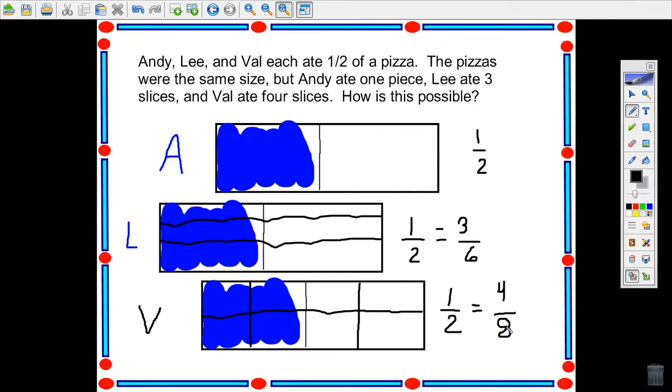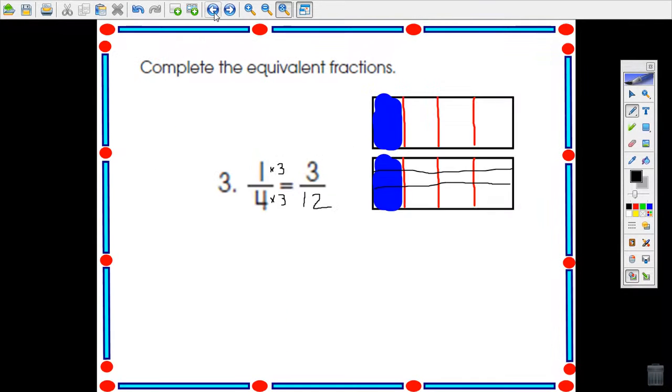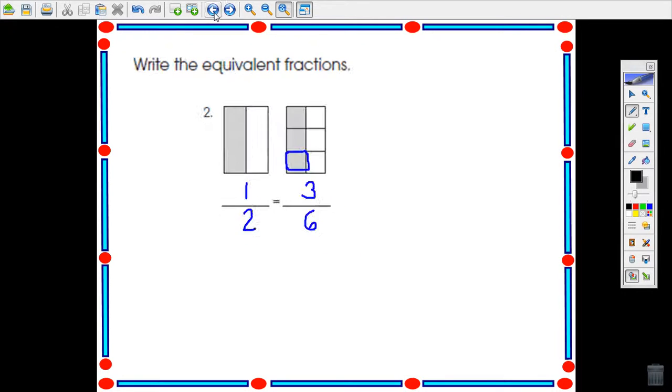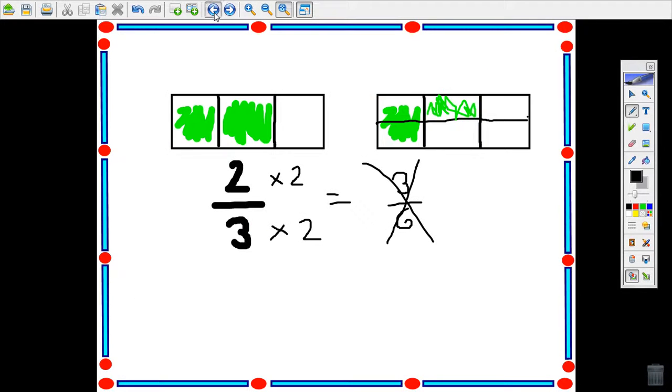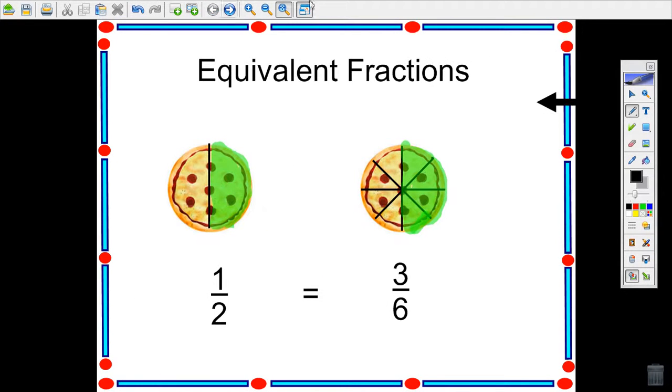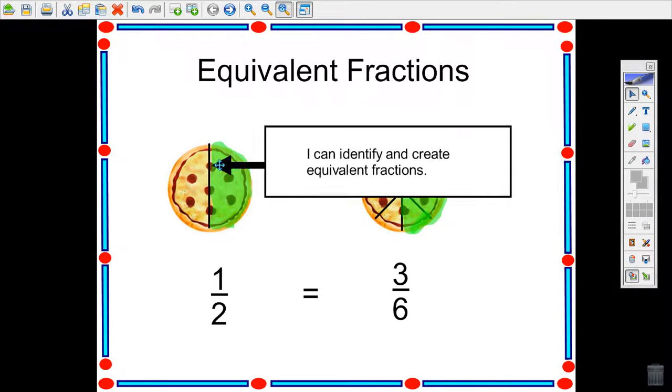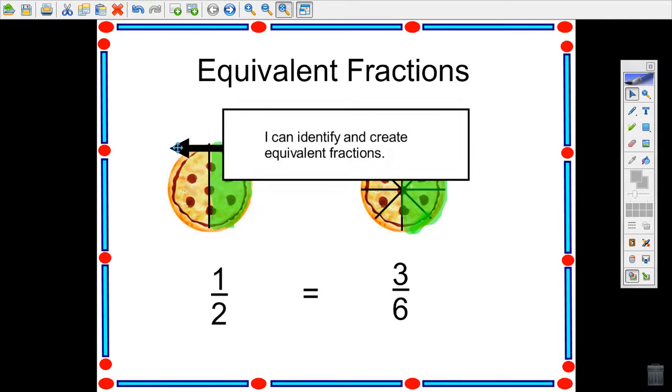So to answer our question, how is it that one ate 1 piece, one ate 3, and one ate 4? And how is it they ate the same thing? Because it was smaller pieces of the whole. All right, guys. So after doing all this, I hope that you can now better identify and create equivalent fractions.